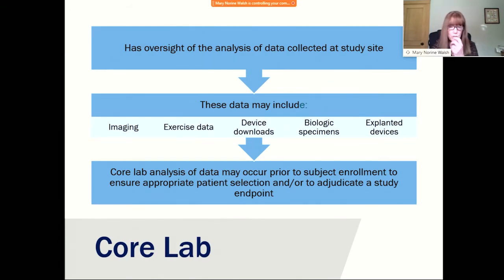So what about a core lab? As you know, there is data analyzed in many forms in trials. And if there's imaging or exercise data, device downloads, for example, ICD-CRT, biologic specimens or devices, there has to be a core lab. It doesn't have to be a core lab. Some imaging is looked at individually at the sites, and the report of the site, for example, on an echocardiogram, is accepted by the trial. But more often, that imaging goes to a core lab for adjudication.